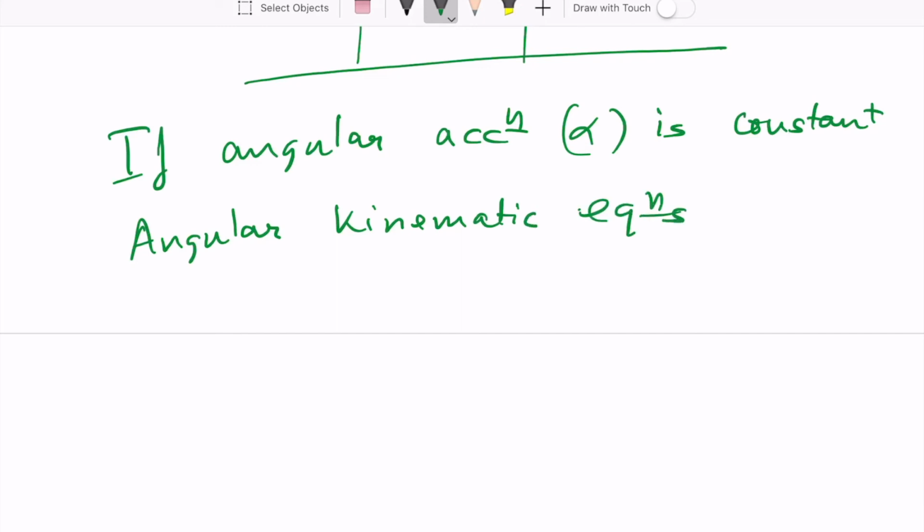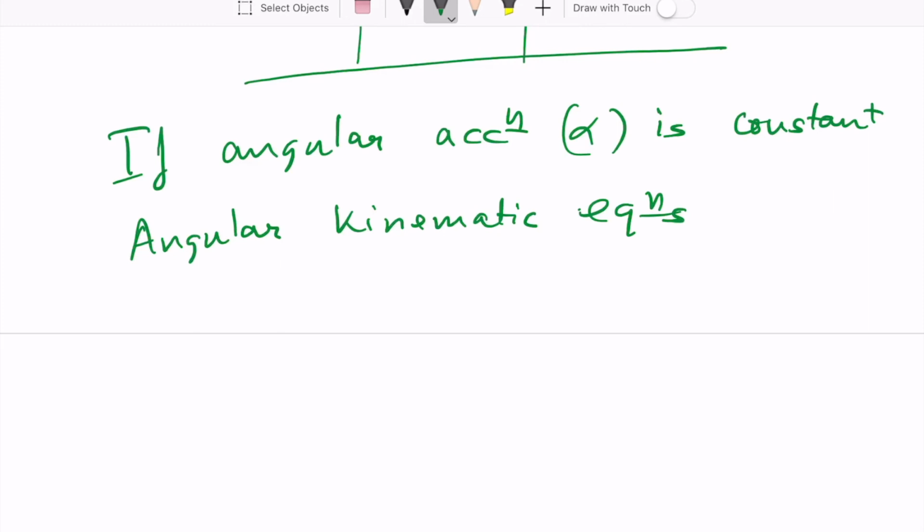And what are these angular kinematic equations? You can actually write them down, even if you're learning this for the first time now, in complete analogy to the linear kinematic equations. Instead of position, you're going to use theta, the angular position. Instead of velocity, you're going to use angular velocity. And instead of acceleration, you're going to use angular acceleration.